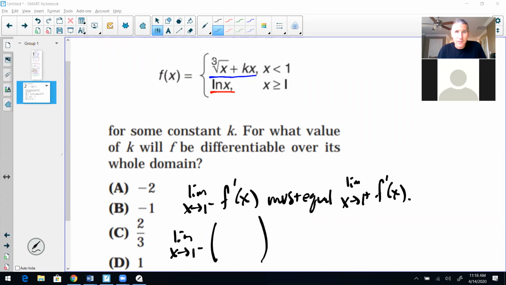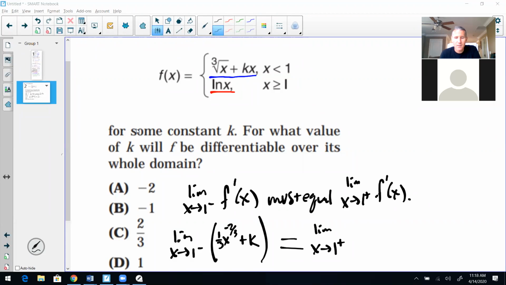So you would take the derivative of this part of it, right? This is what the function is equal to when x is less than 1. So what's the derivative of this part, treating k as a constant? Well, this is x to the 1/3, so that would be 1/3 x to the negative 2/3 plus k. And this must equal the limit as x approaches 1 from the right of f prime of x. So what is that equal to?